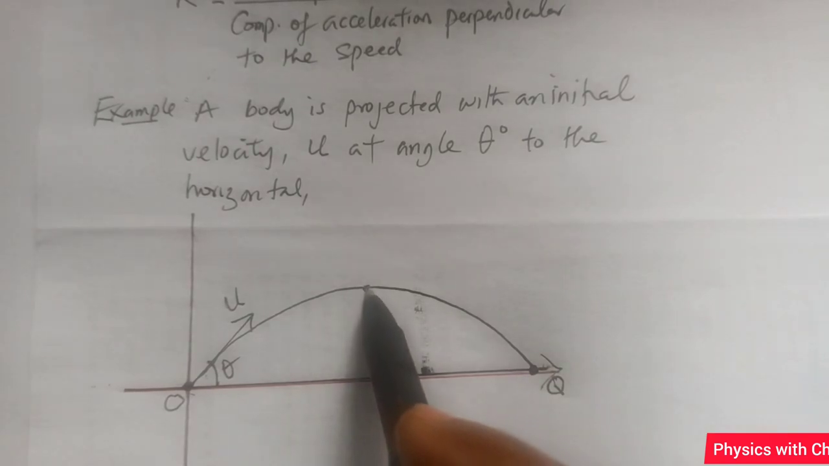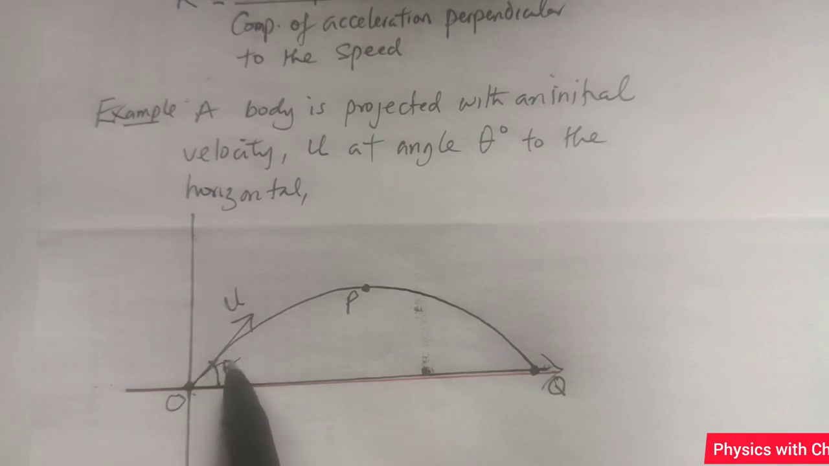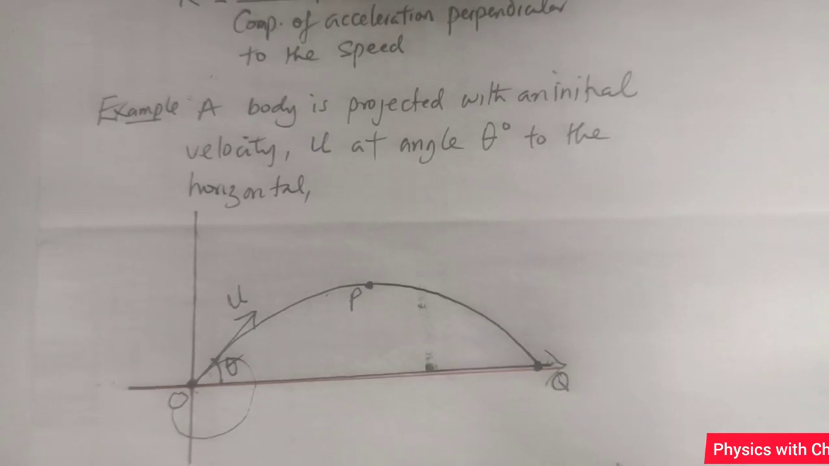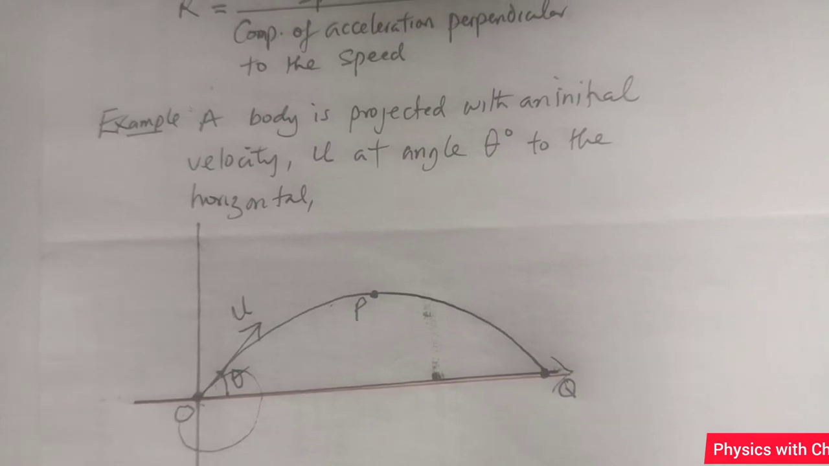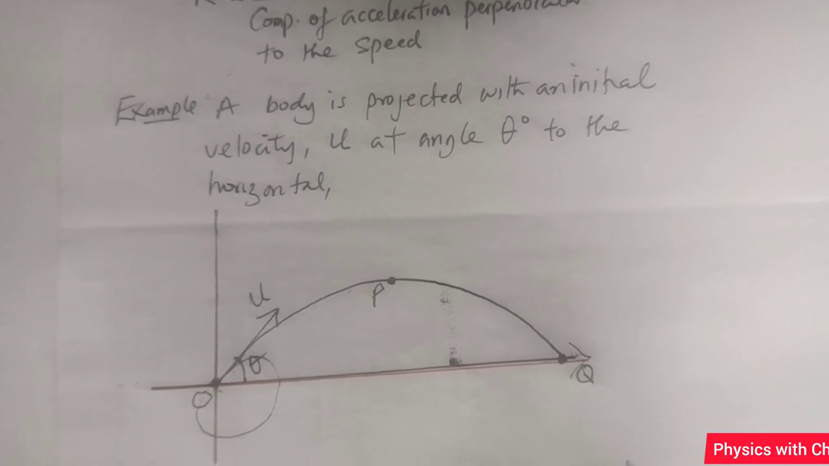Let's say the body rises to its highest point P here. For these three points, we want to write down expressions for the radius of curvature, because this is a curve. We can complete the path like this. This is another curve, and this point too. So we are going to make use of the definition. How do we apply that to write down the expression for the radius of curvature?